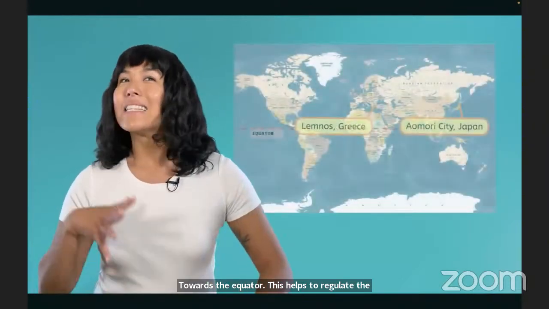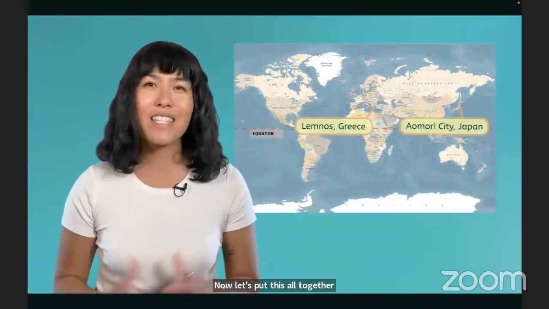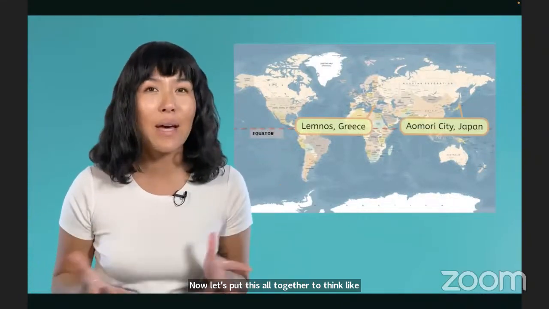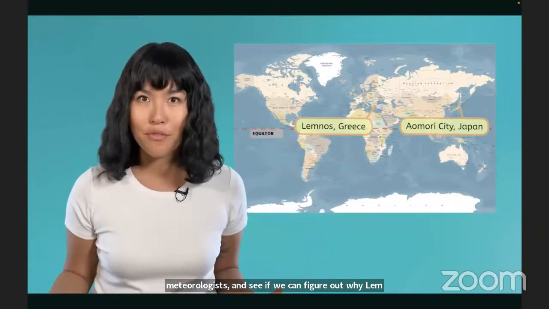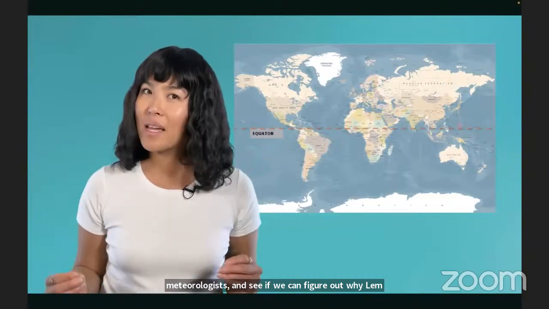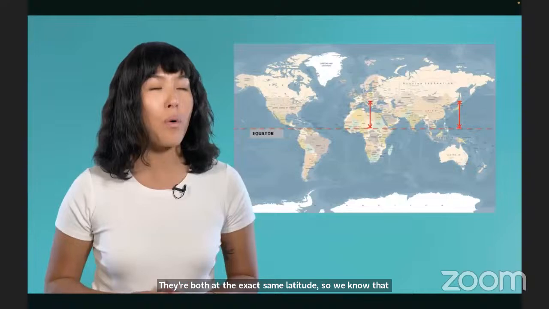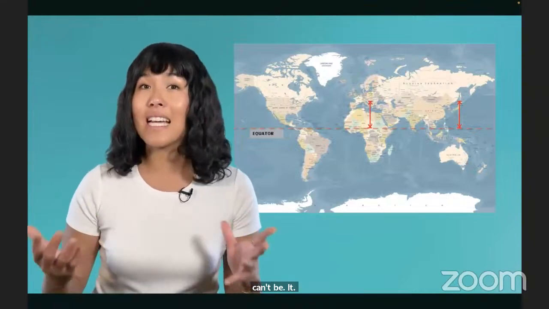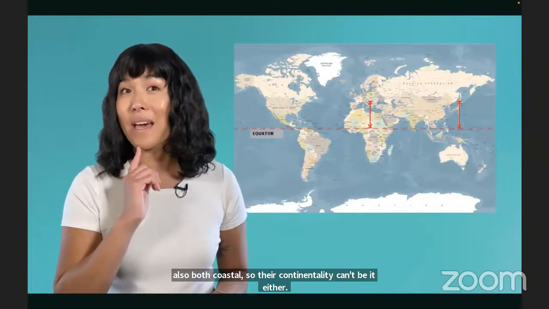Now, let's put this all together to think like meteorologists and see if we can figure out why Lemnos, Greece, and Aomori City, Japan are so different. They're both at the exact same latitude, so we know that can't be it. They're also both coastal, so their continentality can't be it either. Let's look at the factors that make them different.